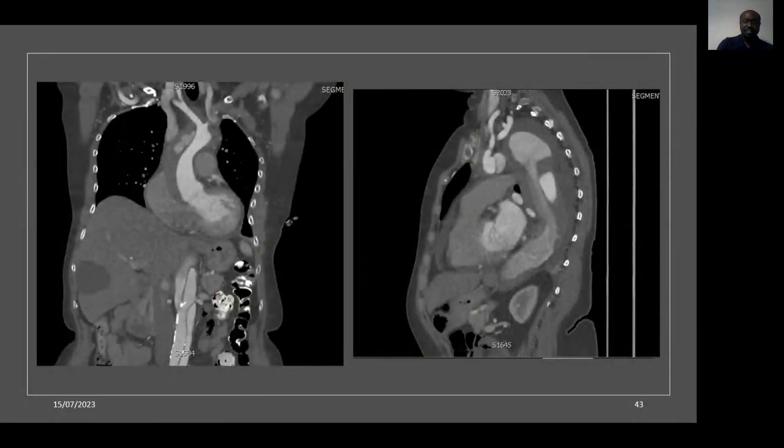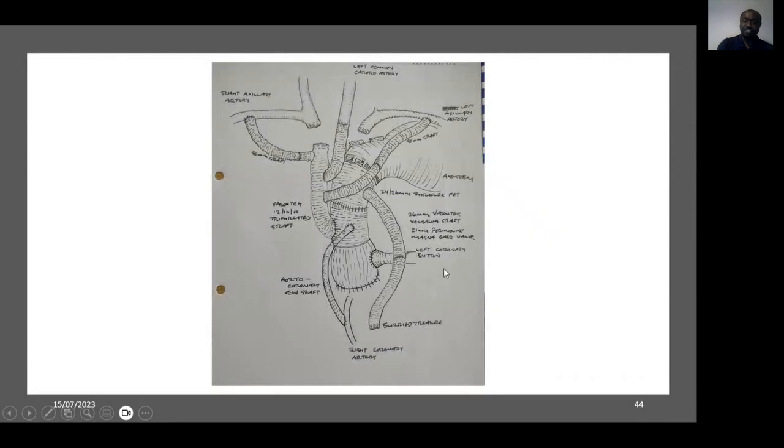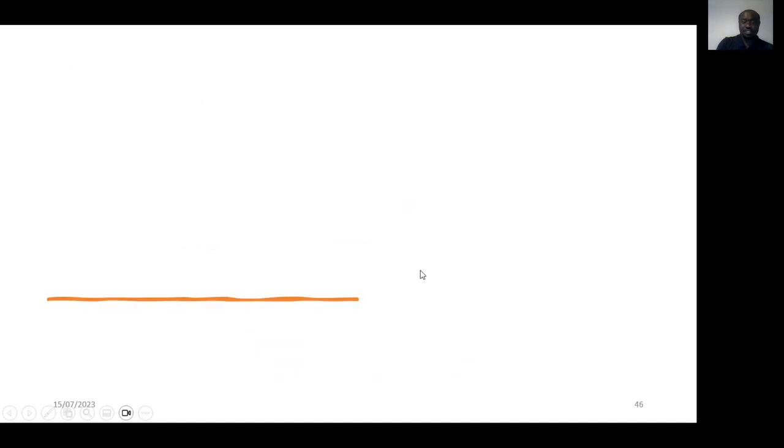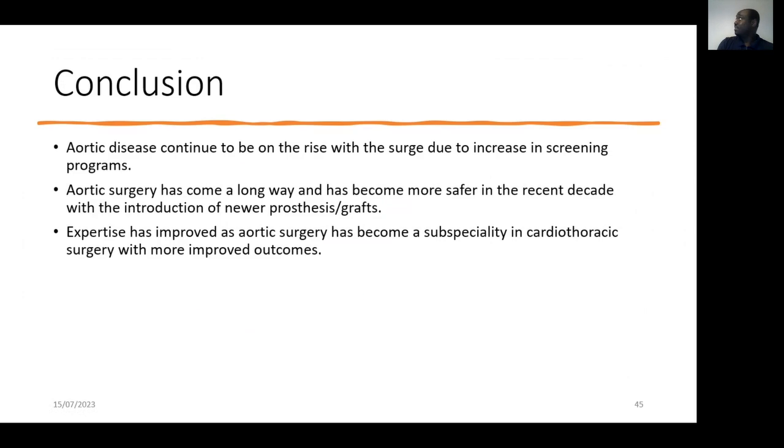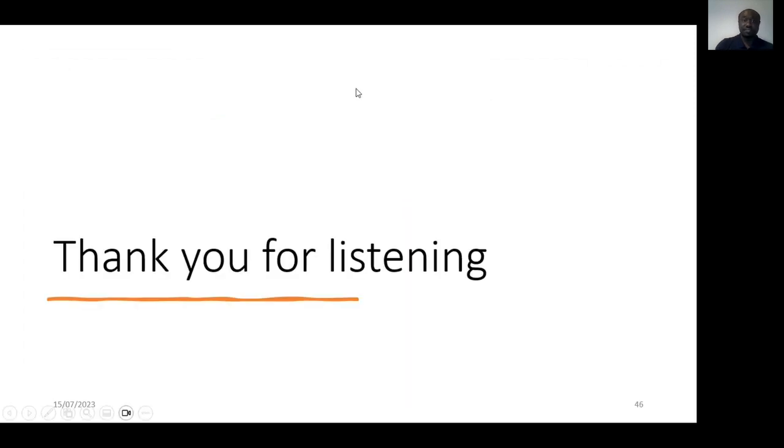I think this is the surgery we did for this patient actually. So this is a schematic diagram of the surgery that patient had. So I think this is almost my last slide. So aortic disease, we have them now. They're all around us. Most people will die if they don't come to hospital. Because of the availability of conduits and grafts and prostheses, and because aortic surgery is now a subspecialty, a lot of experience in aortic surgery, a lot of interest in aortic surgery, we can offer patients surgery with improved outcomes compared to 20 years ago. Thank you for listening.